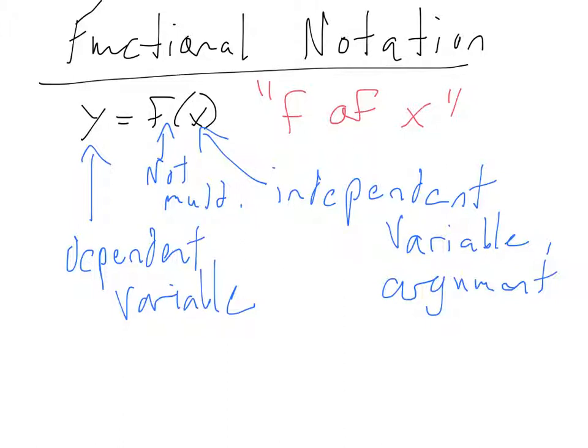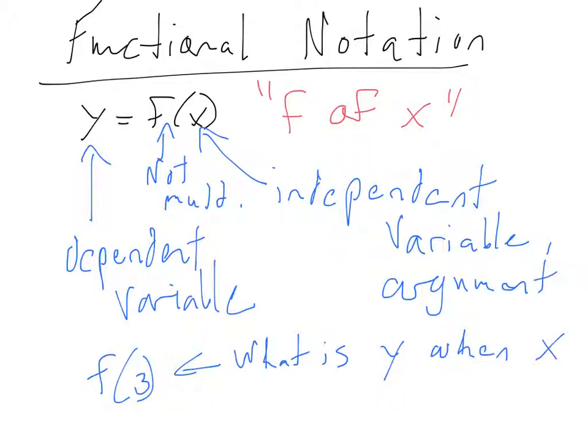Right? And so if we have a statement like f of 3, that means what is y when x is 3 in the function f. Right? That's why this notation is useful, because we can make statements like that without having to write all of this out. Otherwise, we would have to write out this whole sentence every single time. So it's easier just to say f of 3, and then we all know what that means at that point. All right.